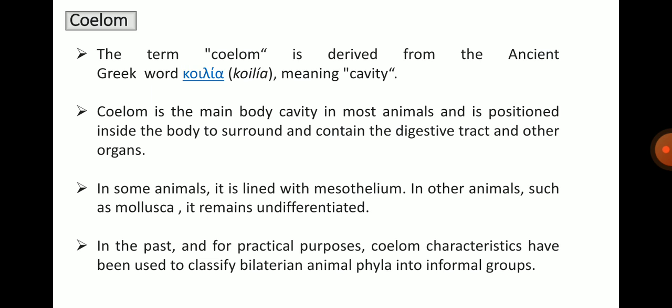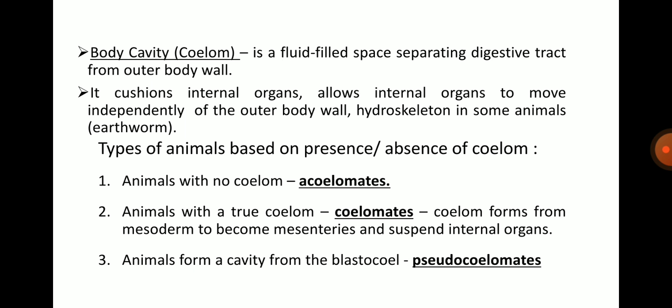So, coelom is the main body cavity in most animals and is positioned inside the body to surround and contain the digestive tract and other organs. In some animals, it is lined with mesothelium, while in others, such as molluscans, it remains undifferentiated. In the past and for practical purposes, coelom characteristics have been used to classify bilaterian animal phyla into informal groups.